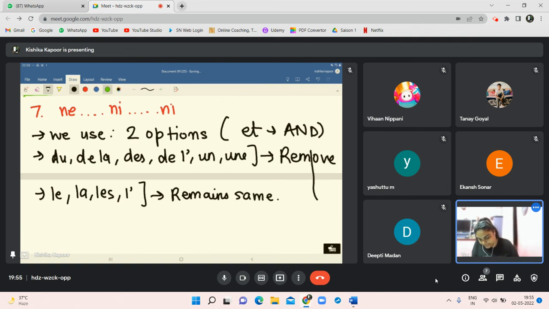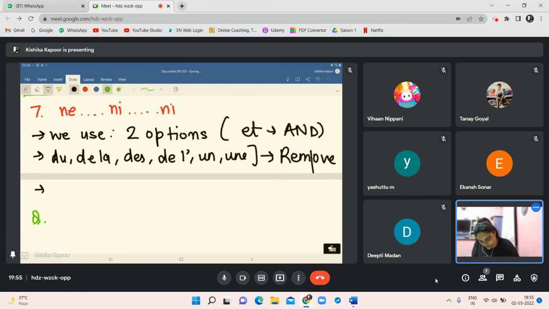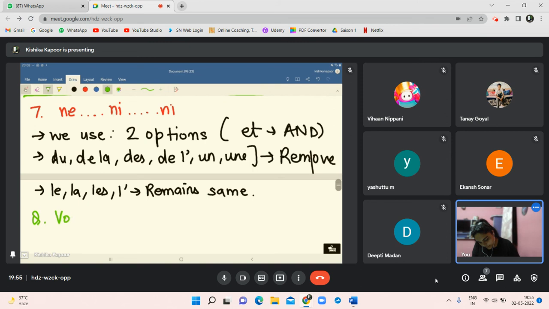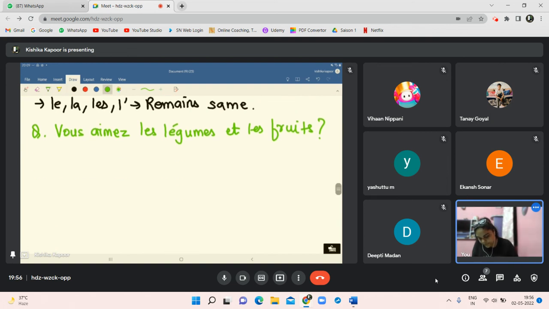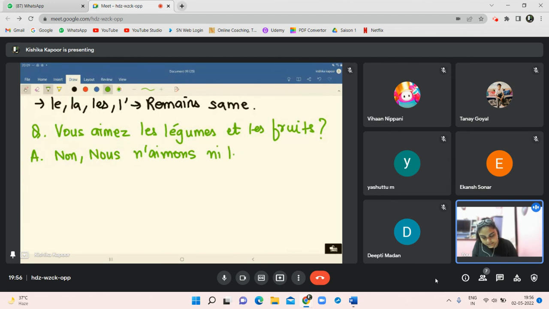You get a question which says, "Vous aimez les légumes et les fruits?" So you will understand, we have two options: les légumes et les fruits. So I'm going to answer it as no. You can write with je or non. I'm using non. Non, je n'aime ni les légumes, ni les fruits.